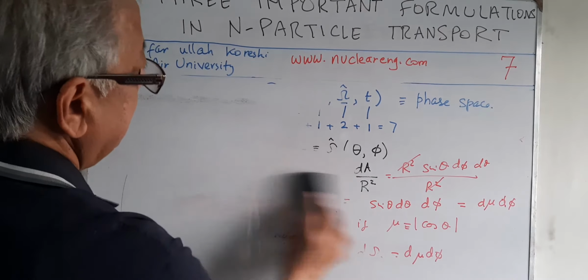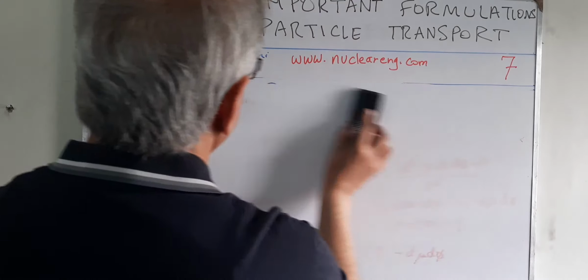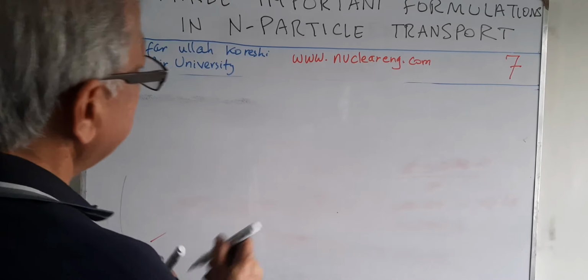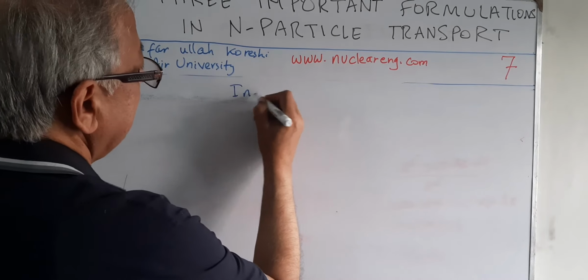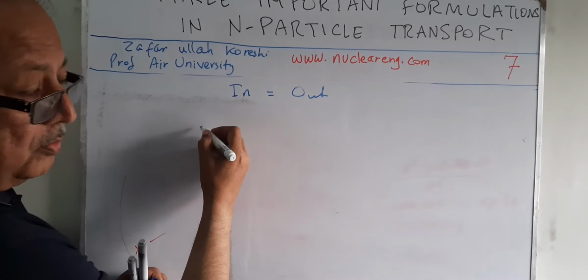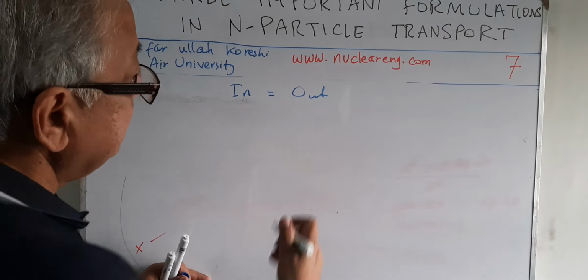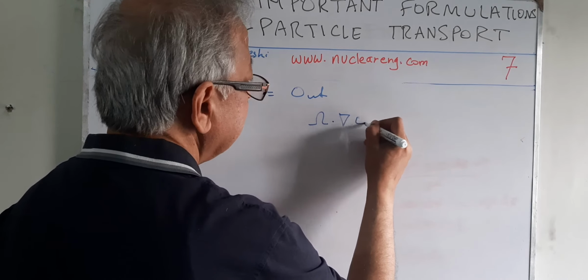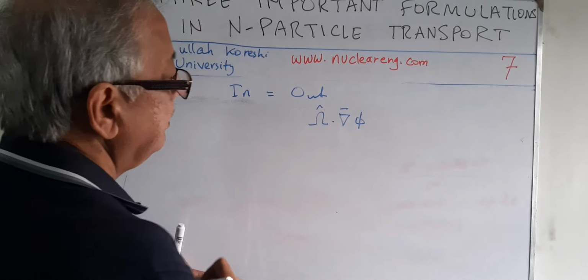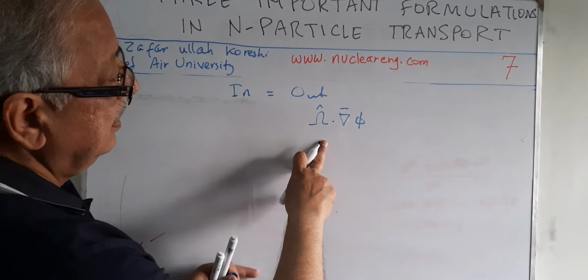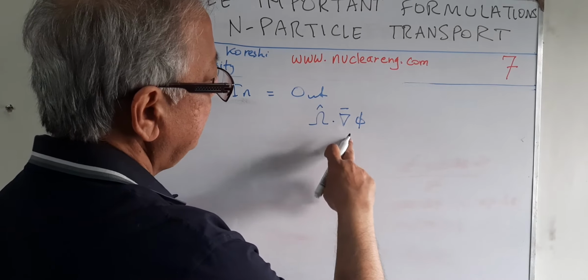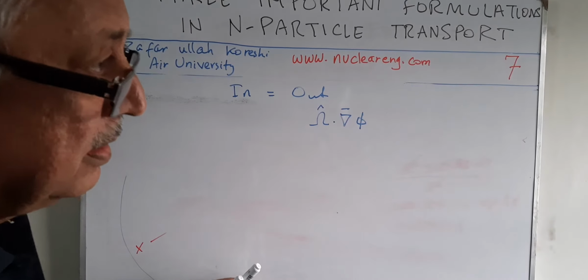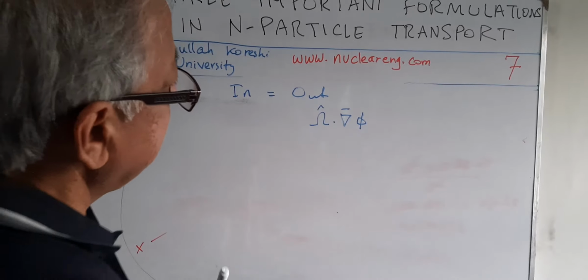So basically, again, the simple thing that we did for diffusion, we write a balance equation that in is equal to out. Now, what is the leakage? The leakage term is the out term. So let's say that it's omega dot grad phi. Omega dot grad phi, just like before. So now we have this streaming term, which is this.